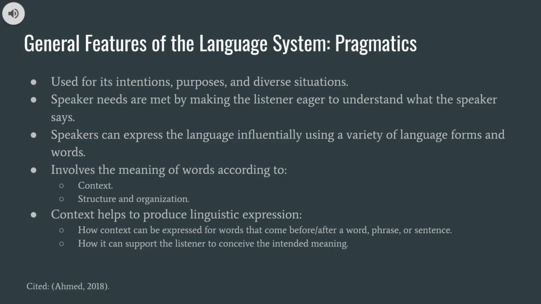Pragmatics in Arabic is used for its intentions, purposes, and diverse situations. In order to meet the needs of the speaker, the listener must be eager to understand what the speaker is saying. Speakers can express the language influentially by using a variety of language forms and words. The meaning of words involves the context in which they come and how it is structured and organized. Also, in order to understand linguistic expression, the context must be considered, including the words that come before or after the word, phrase, or sentence, and how the context can support the listener to understand the intended meaning.